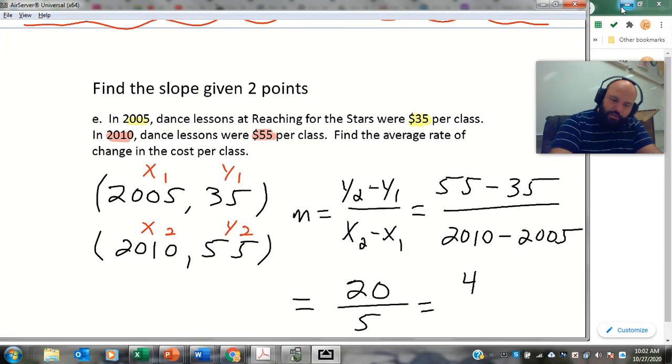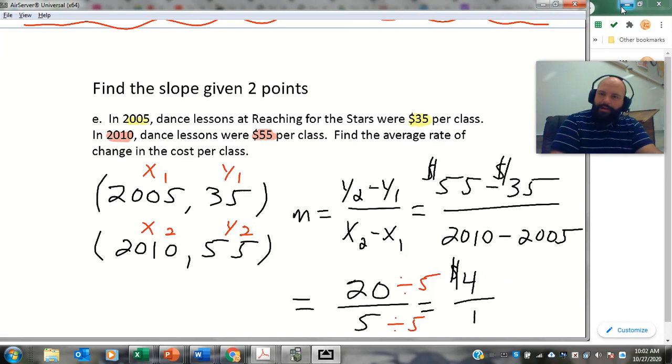I want to show you something because I'm going to leave this as an improper fraction. To divide both of these by 5, and when I do that, I get 4 on top and I get 1 on the bottom. Now this is important. I'm going to leave it like this because what this means is the top is dollars, because this was $55, this was $35. The bottom is a year. And so what that tells us is that the classes are increasing by $4 every year. And that's why I left the 1 on the bottom, so you understand what this average rate of change is, which is $4 per year.